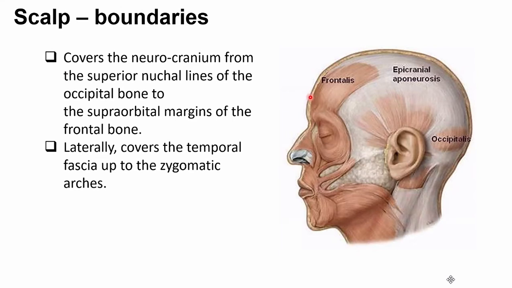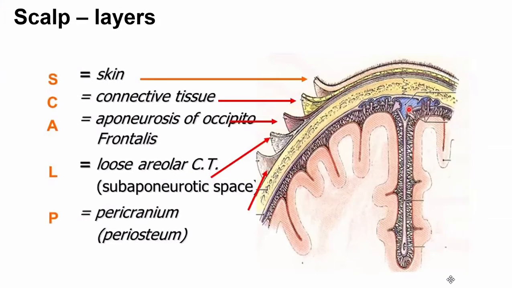And laterally, syempre hindi lang sa gitna. Laterally naman, it covers the temporal fascia up to the cheek, the zygomatic arches here. So that comprises the scalp. Scalp stands for S, skin, C, connective tissue, A, aponeurosis, L, loose areolar connective tissue, and P, pericranium. Those are the scalp layers.